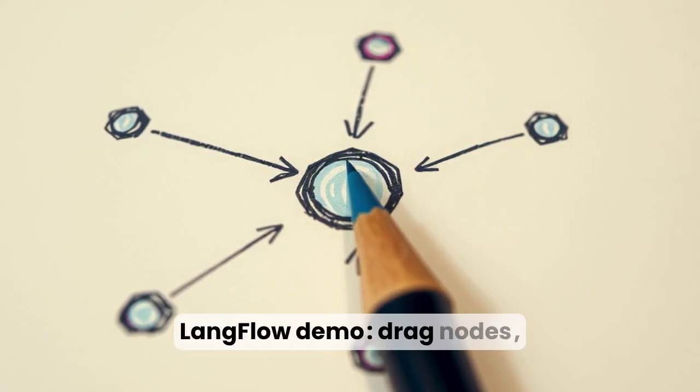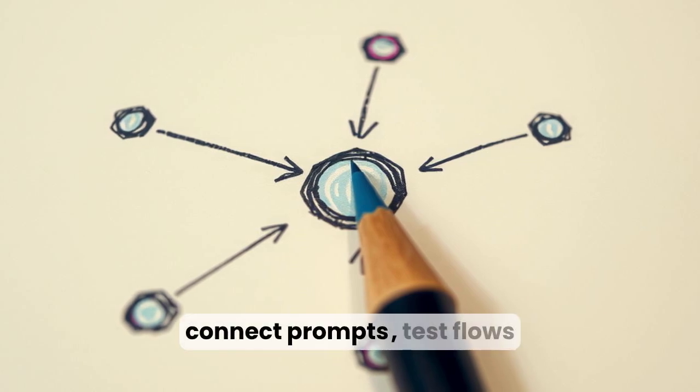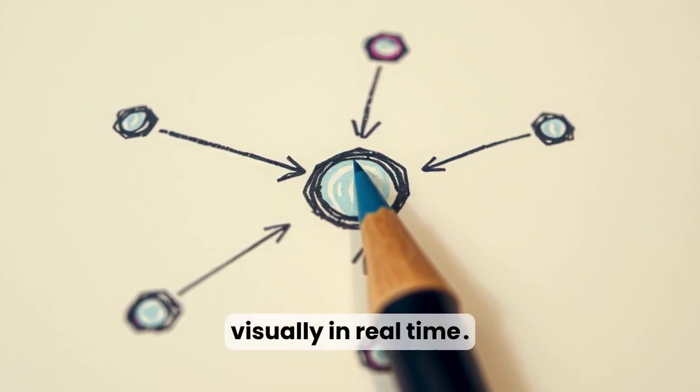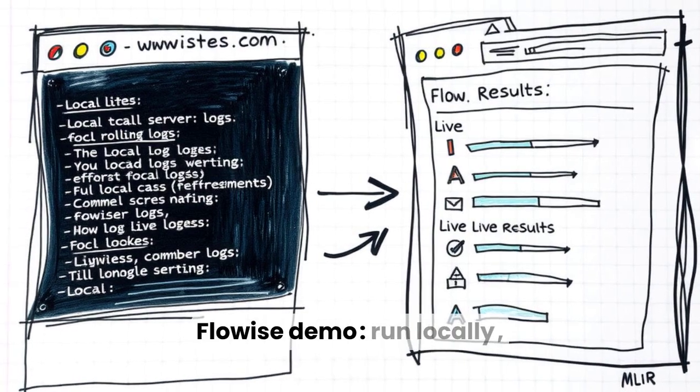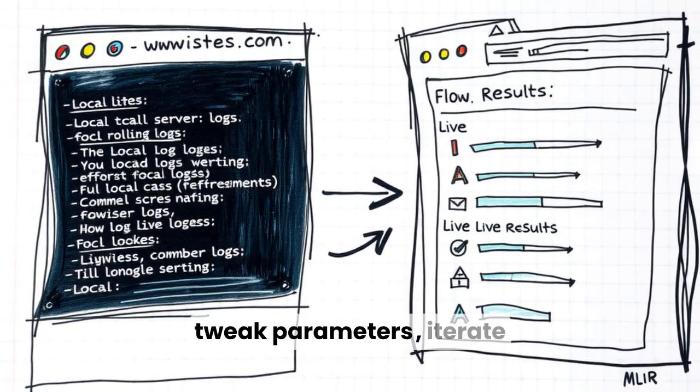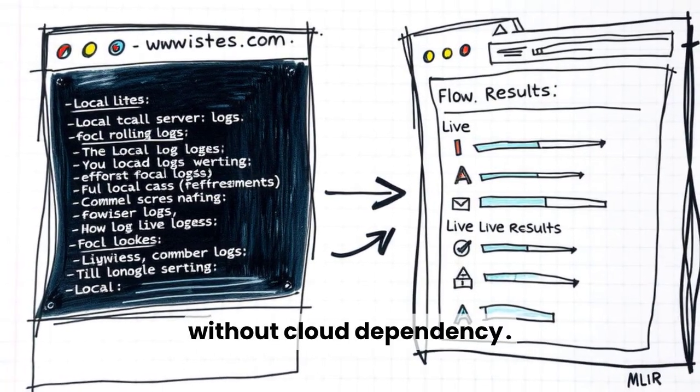LangFlow demo: drag nodes, connect prompts, test flows visually in real time. Flowise demo: run locally, tweak parameters, iterate without cloud dependency.